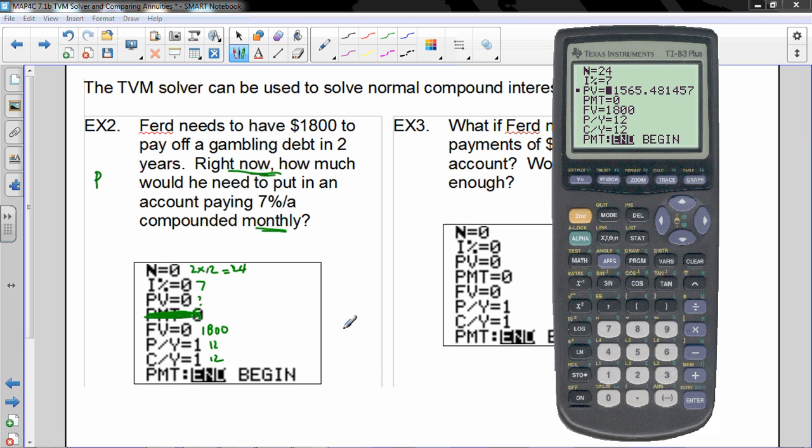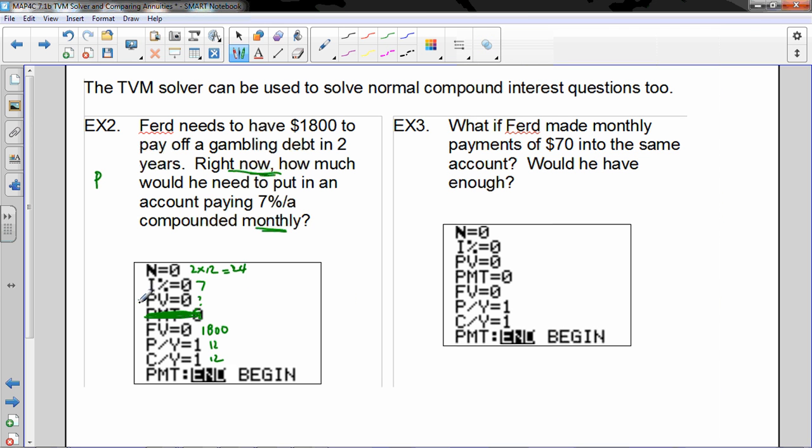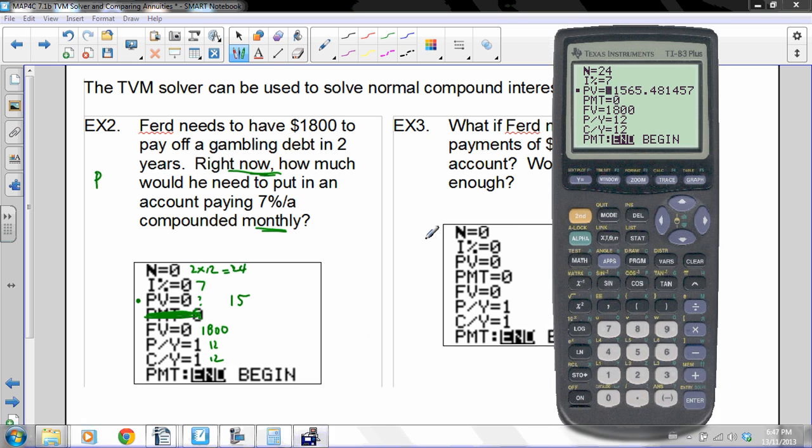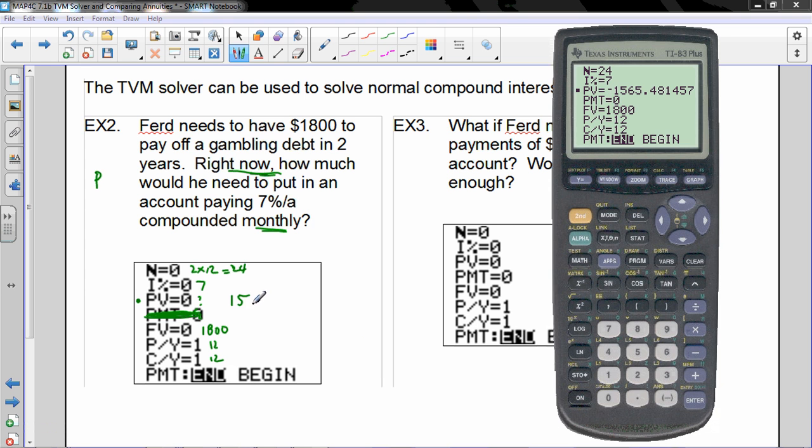Notice we would have got that using the other formula. $1,565.48.